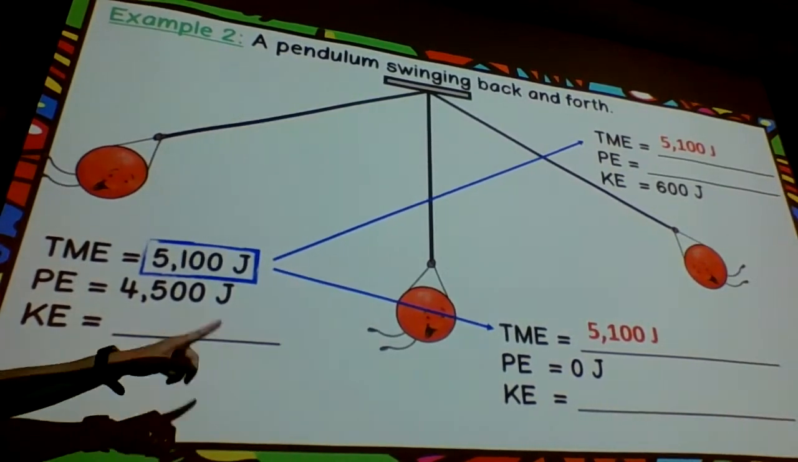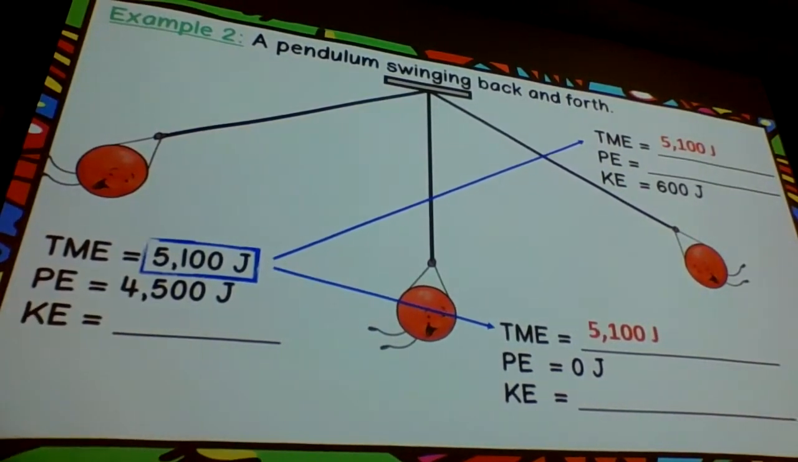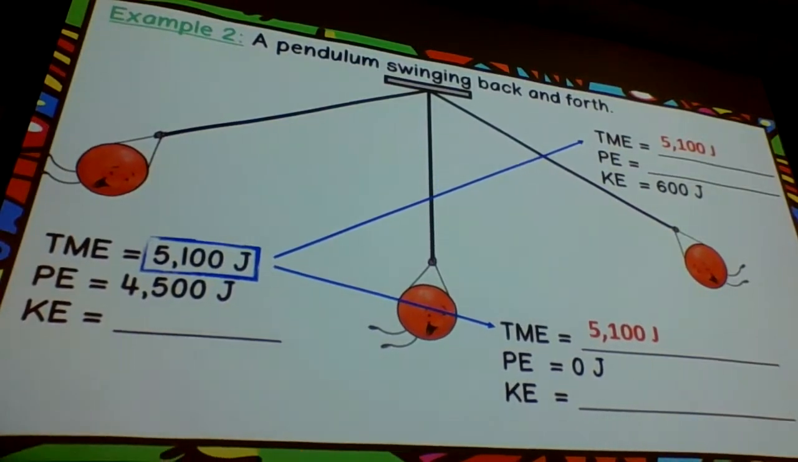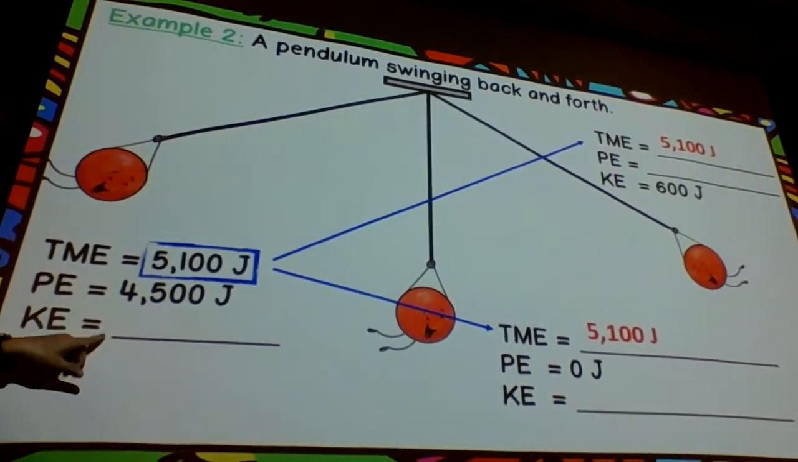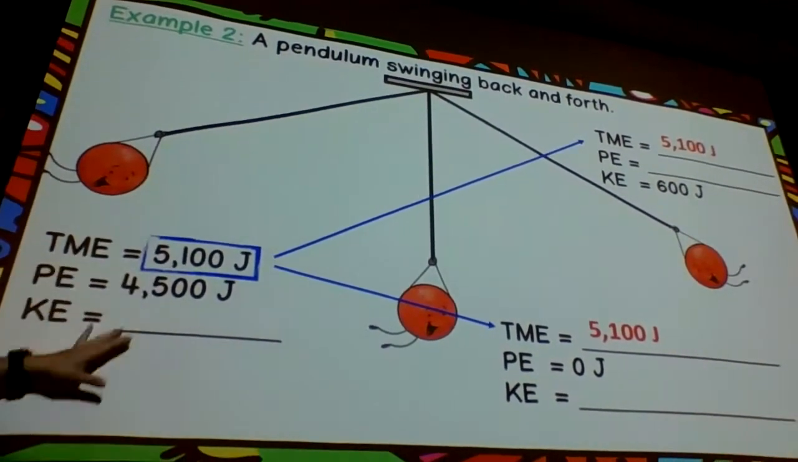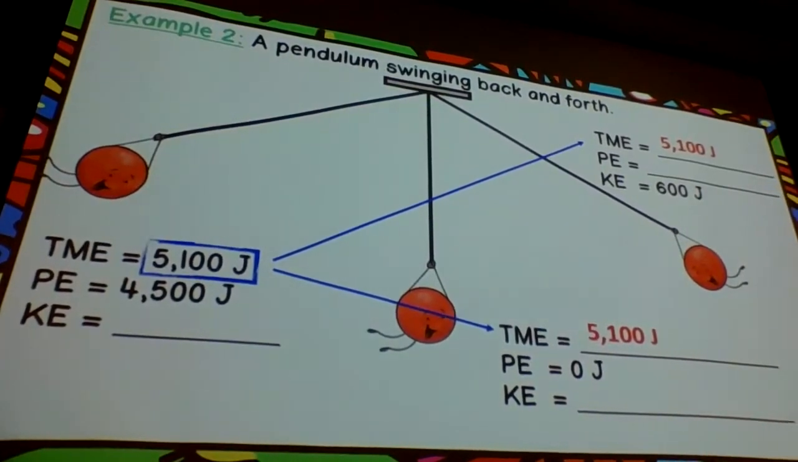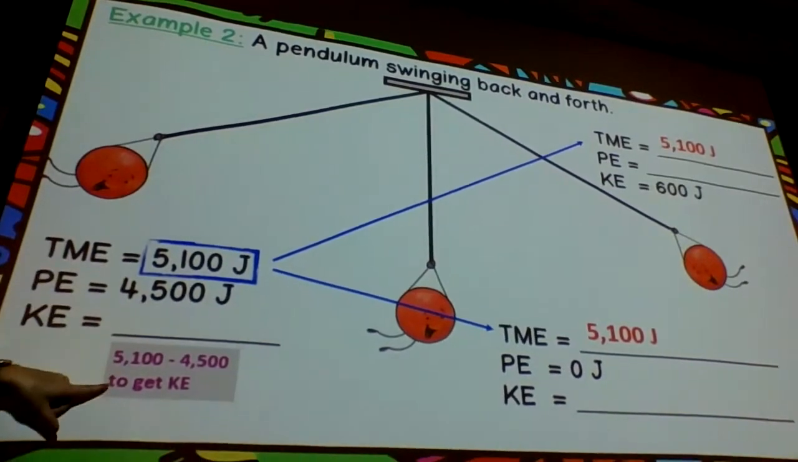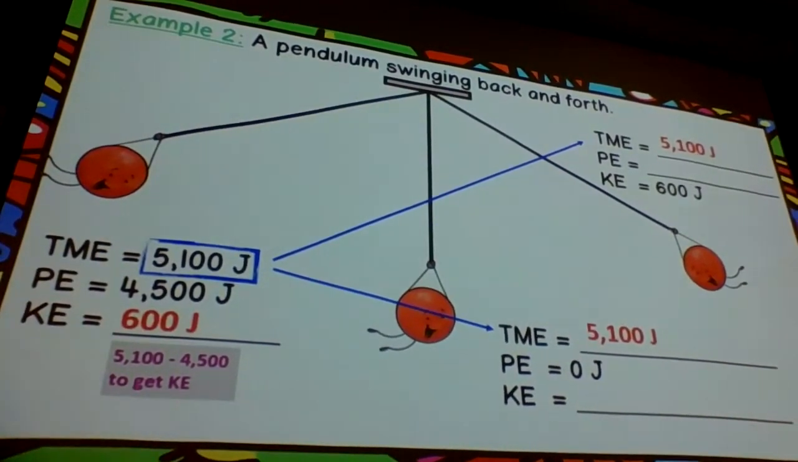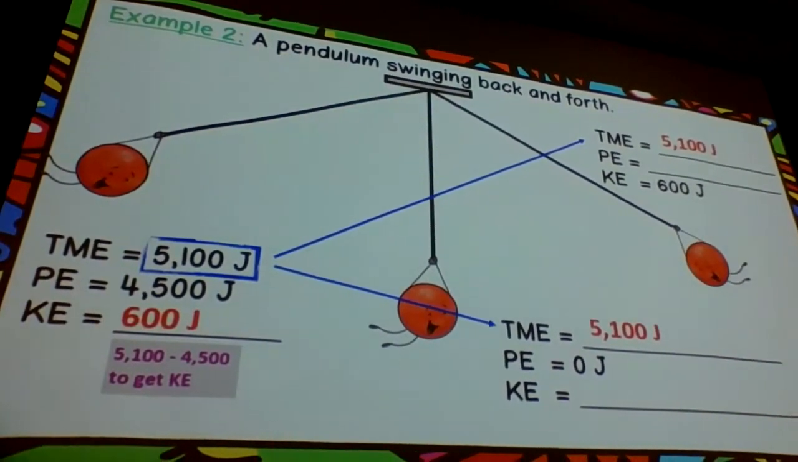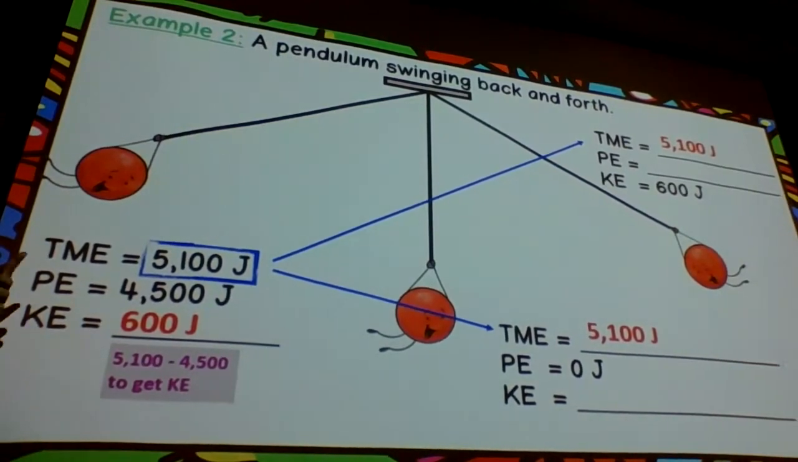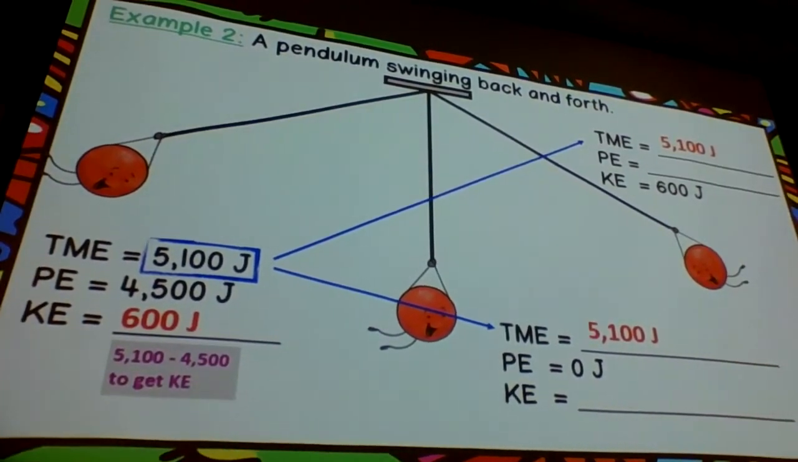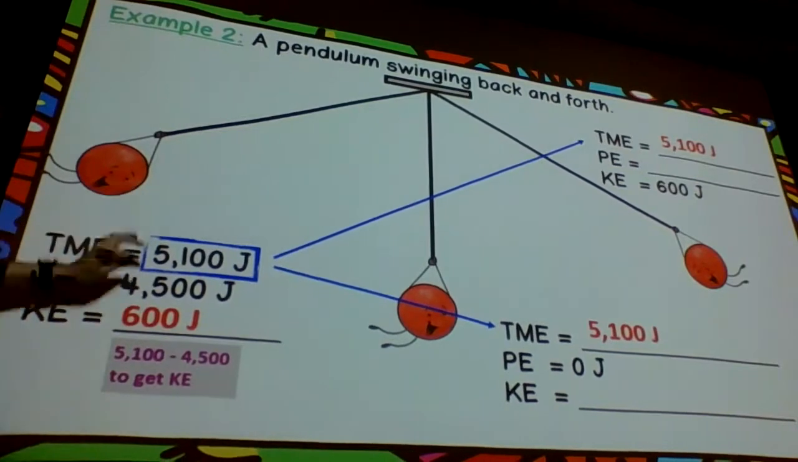Now, let's start filling in our kinetic energies and potential energies. Levi, don't answer. How do I get the kinetic energy on this phase of our pendulum? Yep, I'm going to do 5,100 minus 4,500, okay? And that's going to give me 600 joules. So my kinetic energy at this point is 600. My potential energy is 4,500. Total energy is 5,100.